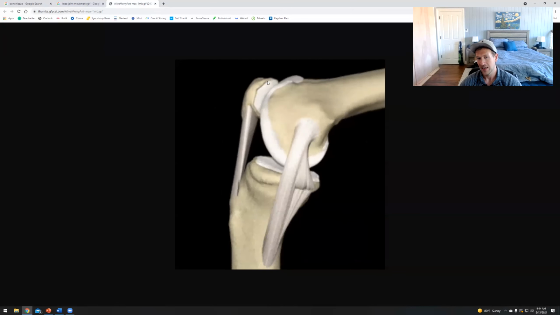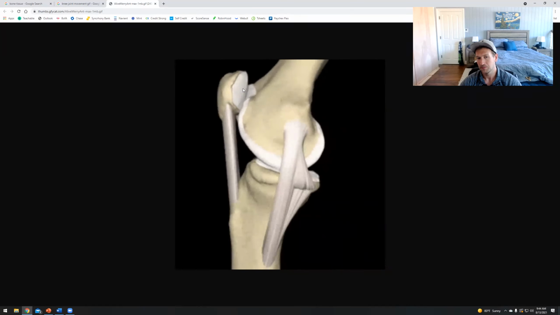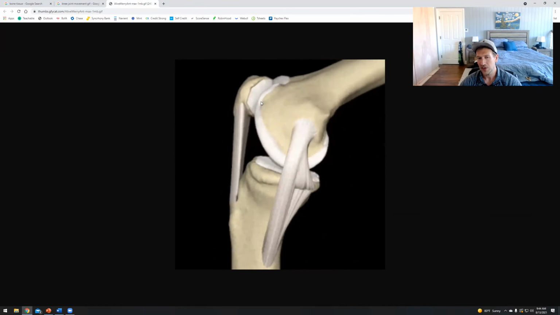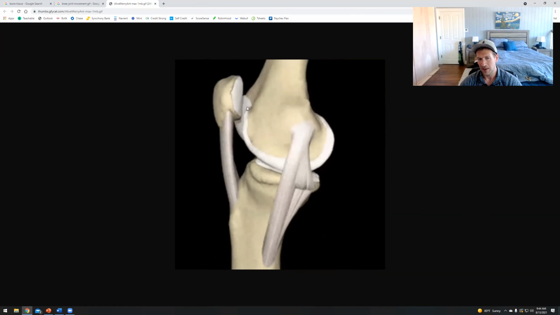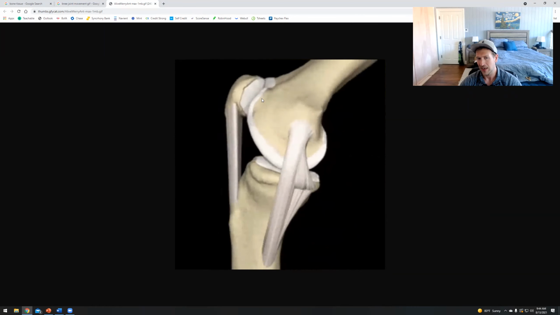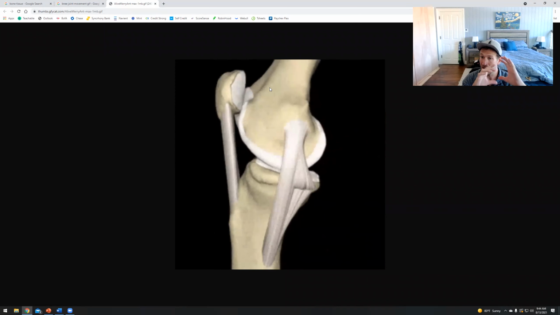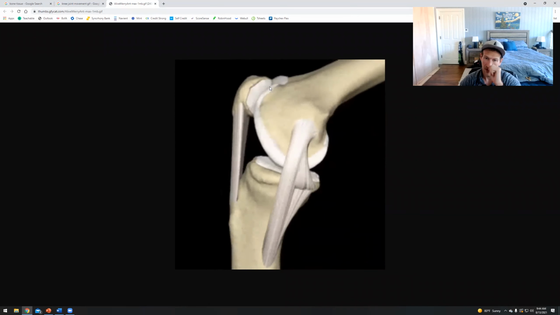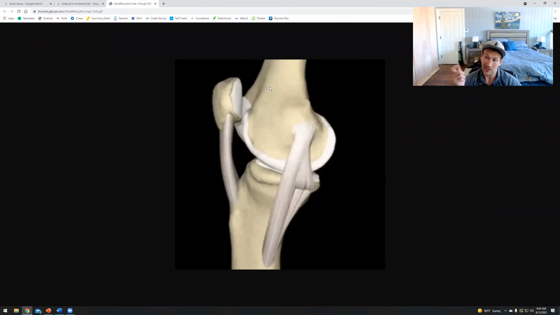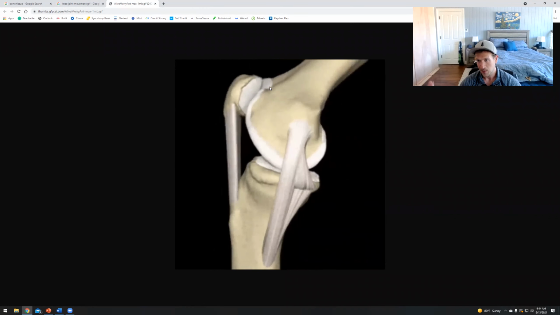Then there's gliding happening up here up top, right? But you'll also notice this is kind of moving a little bit laterally, right? It kind of starts off to the side. Your kneecap kind of sits a little bit more medial, and then it kind of slides into this groove. So there's a gliding action there, but that's a little bit of a twist. So that would be a spinning action.